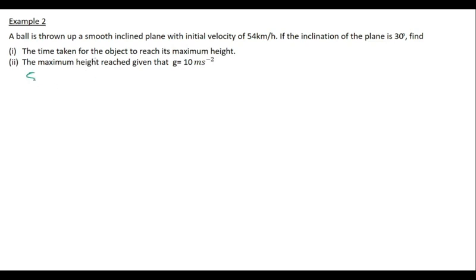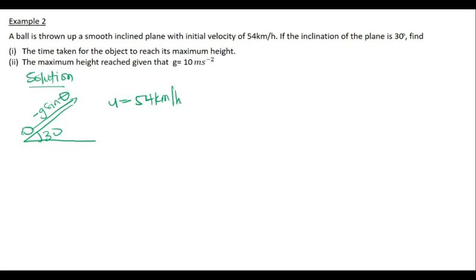So let's go ahead and write our solution. Let's draw what we have. A ball is thrown up a plane. This is our plane with an angle of 30 to the horizontal. Then we have a body being thrown up the plane, so our component is negative g sine theta. The initial velocity is 54 kilometers per hour, and the final velocity is 0, because the motion is an upward motion.